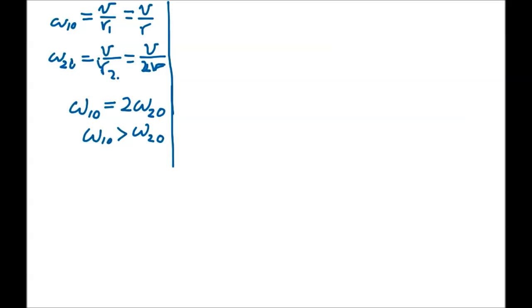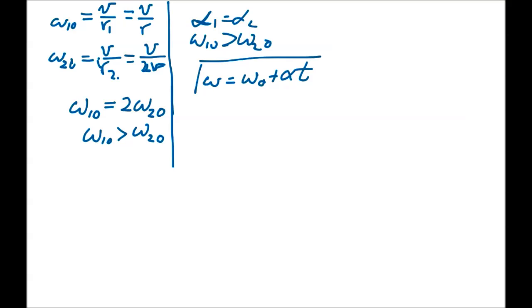So they have the same angular acceleration, alpha 1 equal to alpha 2, but omega 1 naught is greater than omega 2 naught. Hence it's going to be harder to stop, since we know in general that our final angular velocity is going to equal our initial angular velocity plus angular acceleration times time. If our initial angular velocity is greater and they have the same angular acceleration in both cases, then it's going to take more time to stop it. So it'll take twice as long to stop mass m1 as it does to stop mass m2.